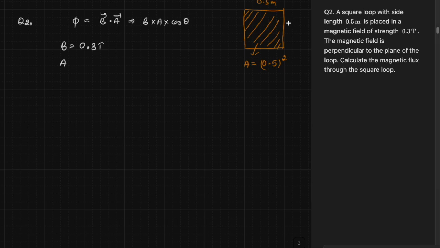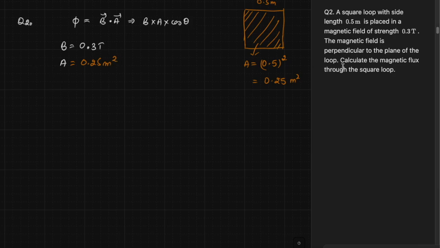Side multiplied by side, you can remember like that. So it will be around 0.25 meter square. So now we can put what we have calculated. Area also indirectly it was given, side was given, so we have calculated area now. So 0.25 meter square. Now let's go ahead and think about theta, how it is.